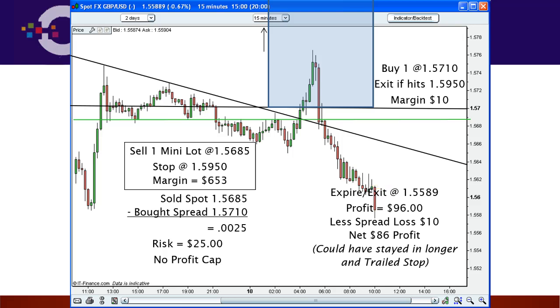Okay, by not just using a spread to do your trade, by using touch brackets or futures or forex or whatever. Now, one thing to take into account is you made $96, but you did lose the $10 on the spread if it expired. Okay, so $86 profit. And again, you could have stayed in longer. You could have trailed the stop. You could have added another spread on to this as well.